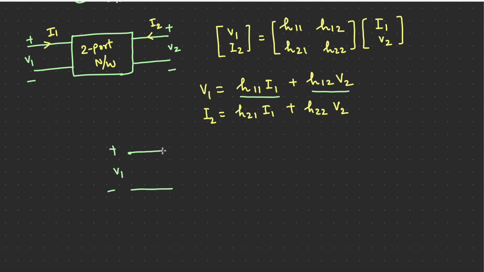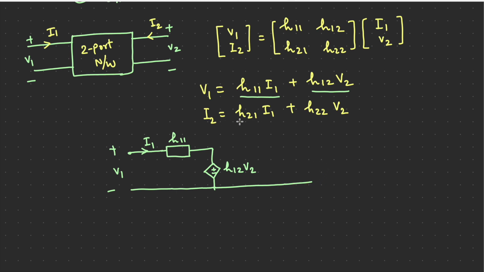So the V1 voltage is equal to H11 I1. So I can write this as H11, so that the current through this is I1. So the multiplication of this is H11 I1. Then we need to add H12 V2. So I have a voltage source which is in this way, and this voltage source is a dependent voltage source which depends upon the port 2 voltage.